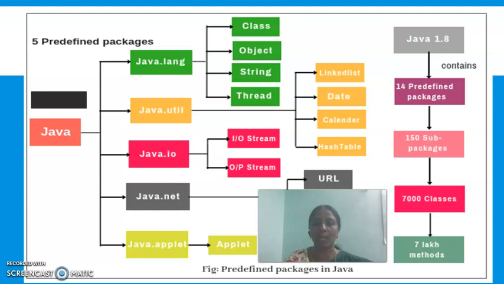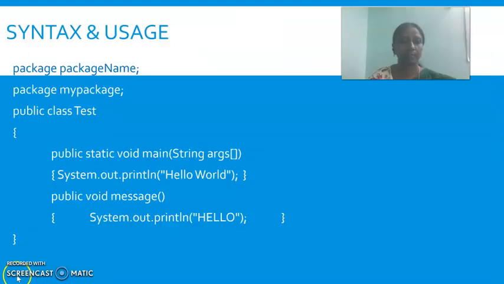In Java 1.8, we have 14 predefined packages, 150 sub-packages, and nearly 7,000 classes. In the latest version, we'll have more than 7 lakh methods. Now let us enter into the syntax and usage.